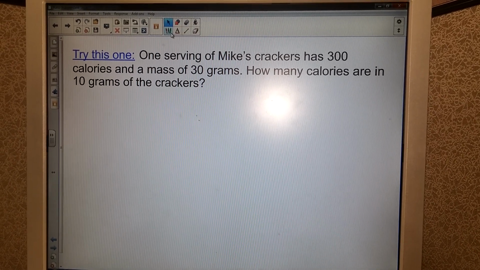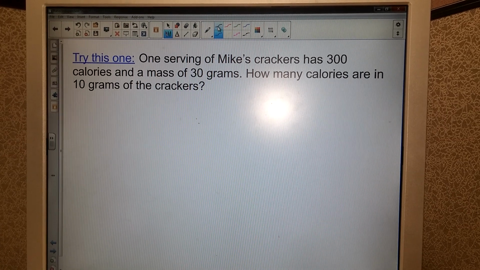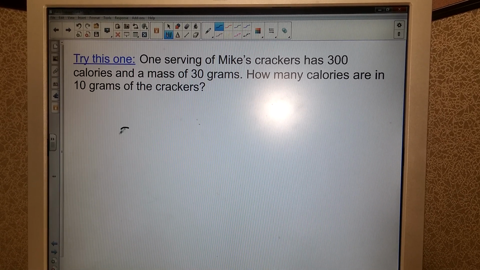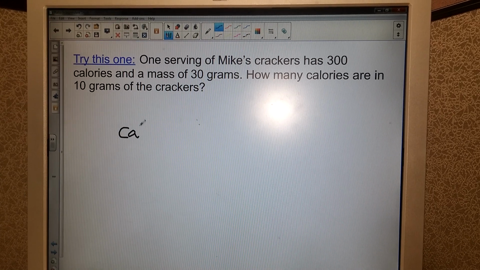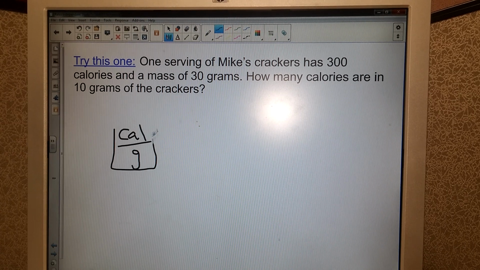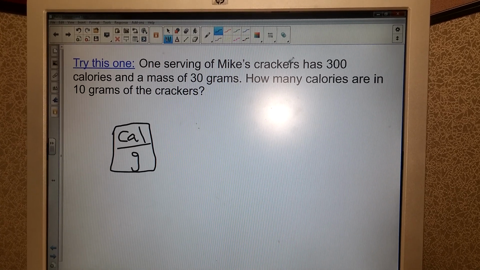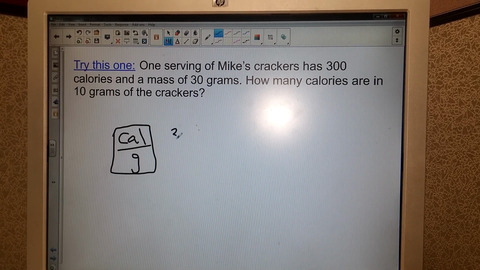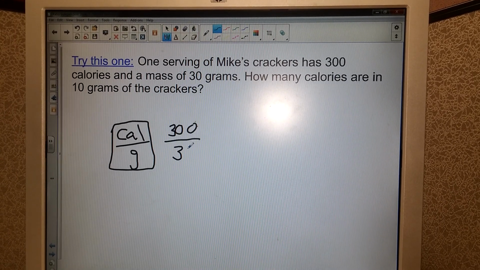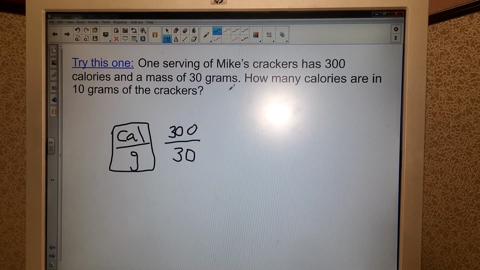Okay, one serving of Mike's crackers has 300 calories and a mass of 30 grams. Right away, I can see that what we're comparing here is calories and grams. And I know before I read any further that it has 300 calories and a mass of 30 grams. So right away, I'm going to record the information I have even before I start reading.